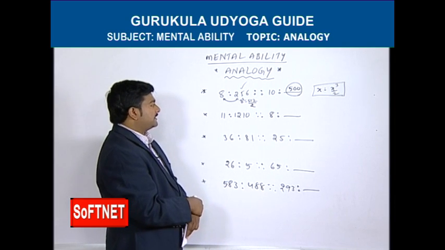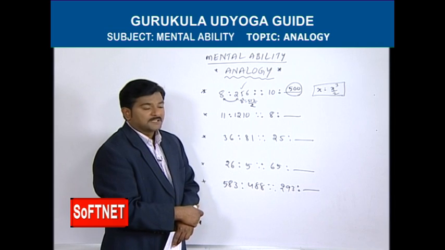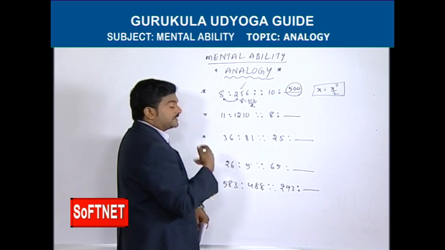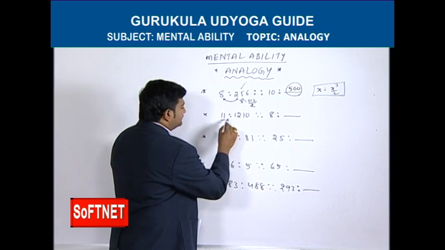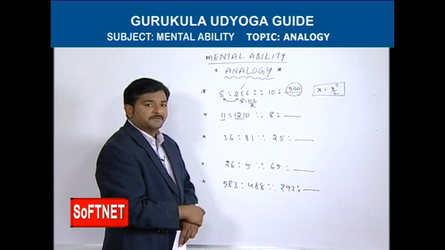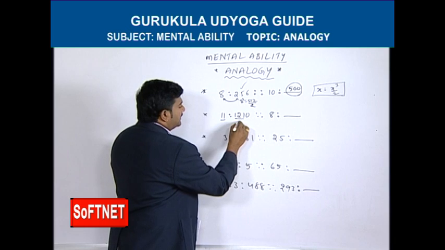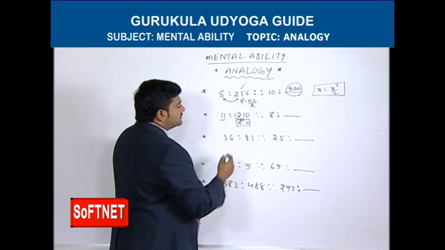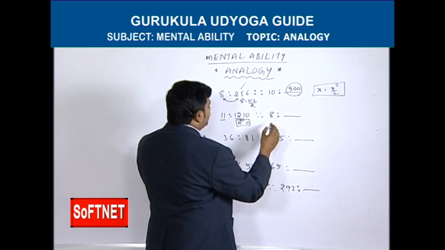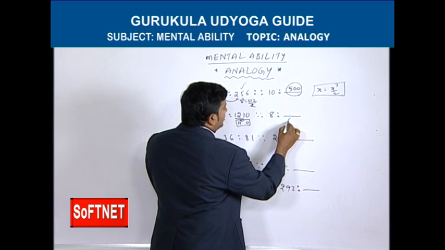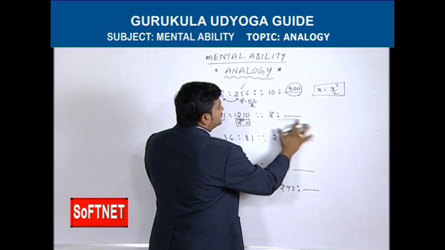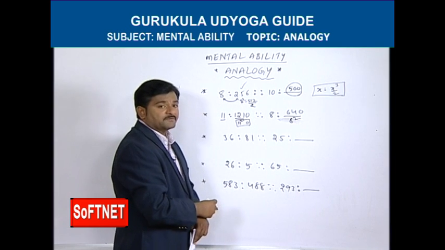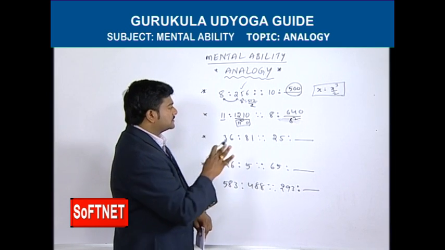Now observe here, 11 is to 1210 as 8 is to dash. Usually you may think in this way, many are possible. 11 and 121, so 11 square. For 11 square he simply added 0. Now what I have to do for 8? 8 square means 64 we can take. I need to keep the 0 beside the square of 8. Many answers are possible, that is one way.